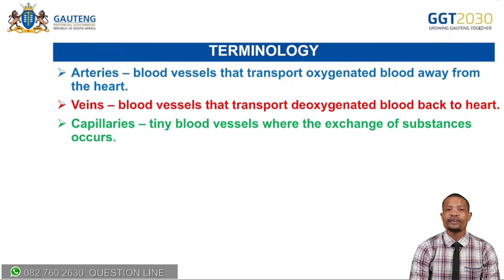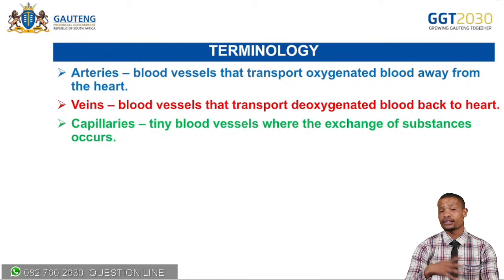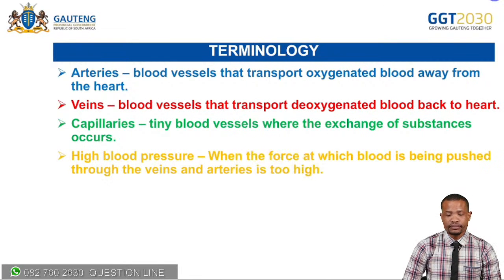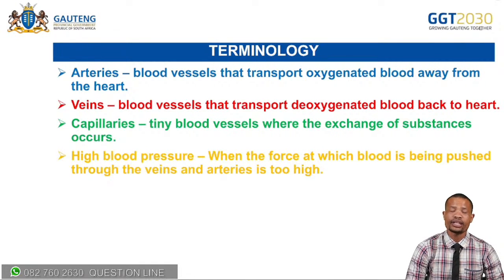Okay, then we have capillaries. They are tiny blood vessels where the exchange of substances like your nutrients and gases takes place. High blood pressure is when the force at which blood is being pushed through the arteries is too high. We'd say you have a high blood pressure condition.